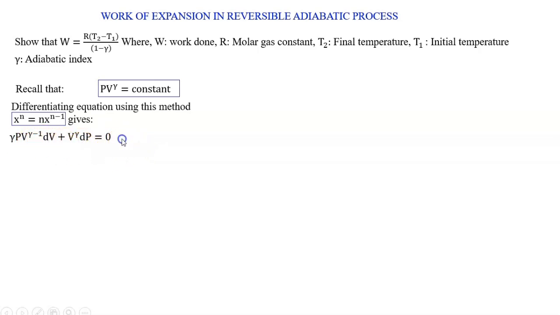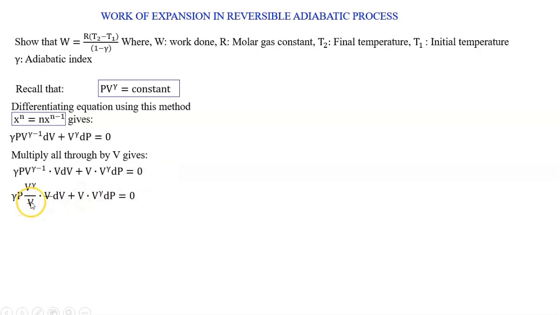Multiply all through by v gives gamma p v to the power of gamma minus 1 times v dv plus v times v to the power of gamma dp is equal to 0. From the laws of indices, if we are dividing and the bases are the same, you pick one of the bases, then you subtract the powers. This is how it comes about v to the power of gamma minus 1.